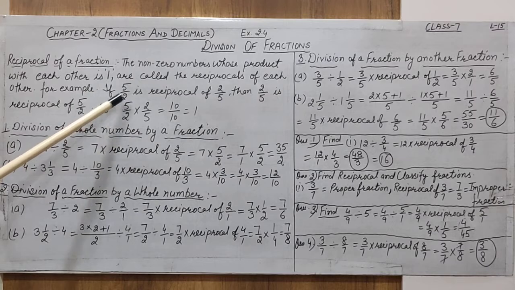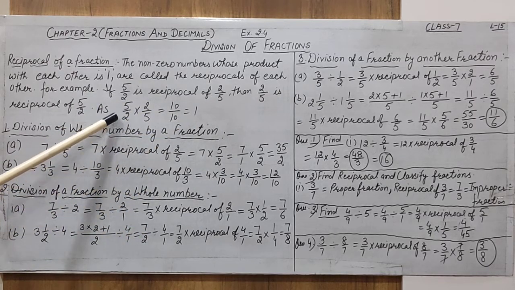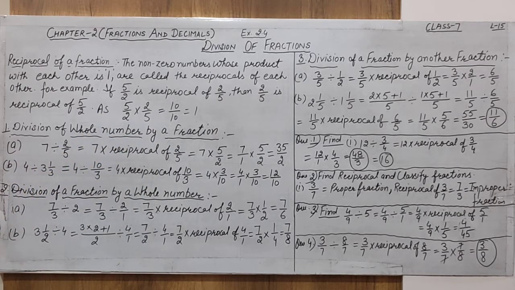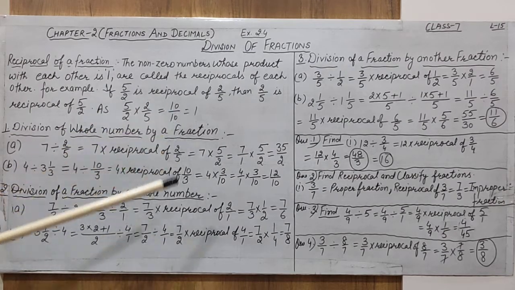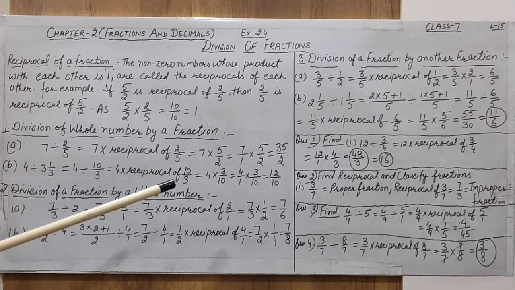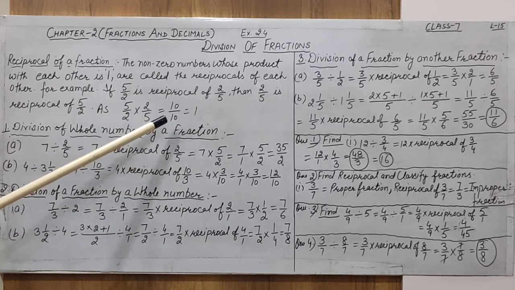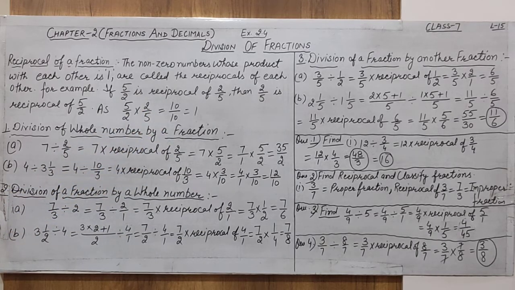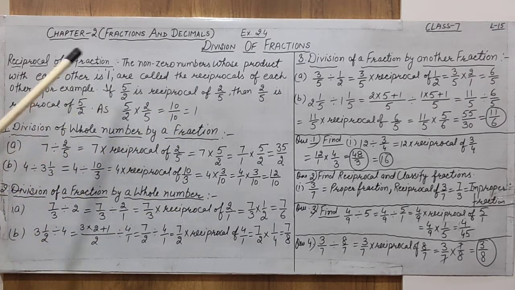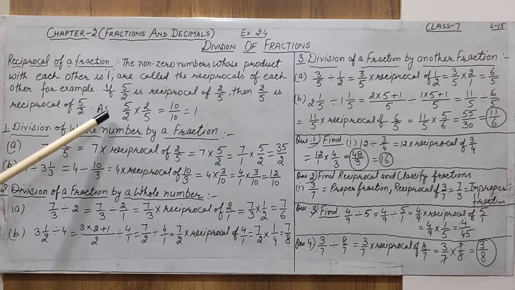Let us multiply 5 by 2 with 2 by 5. Both are fractional numbers, and the rule says the numerator is multiplied with the numerator and the denominator with the denominator. That is, 5 multiplied by 2 gives us 10. Similarly, in the denominator, 2 multiplied by 5 gives 10. So 10 divided by 10, both cancel each other, and the answer is 1. This is the condition for reciprocal fractions.